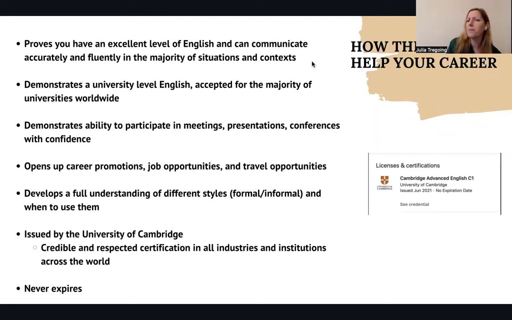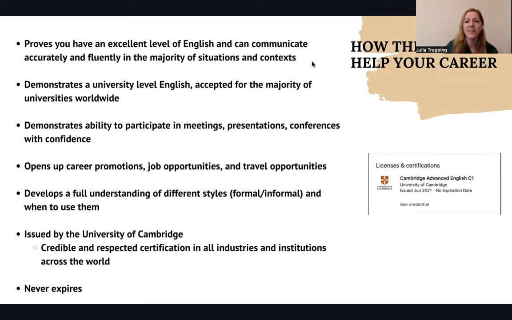So those of you that are familiar with the IELTS, for example, you don't necessarily need to have the IELTS these days. The C1 is now much more accepted. And from a professional side of things, it demonstrates the ability to participate in meetings, presentations, and conferences, all those really high level professional contexts that you might find yourself in. And of course, it opens up career promotions, job opportunities, and travel opportunities.